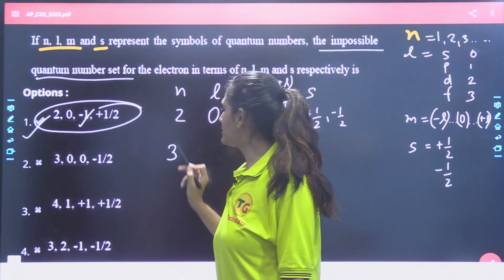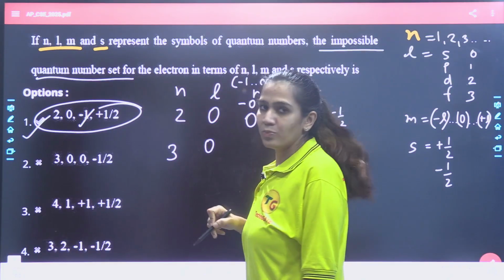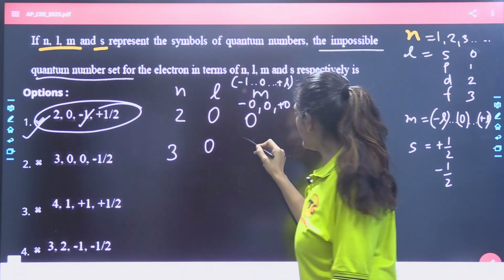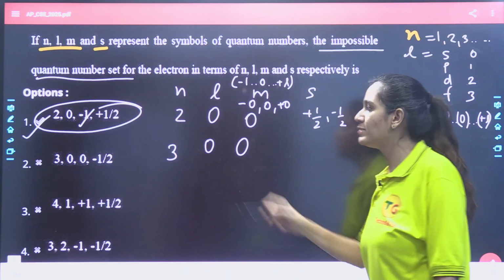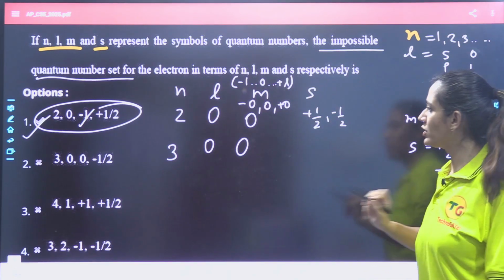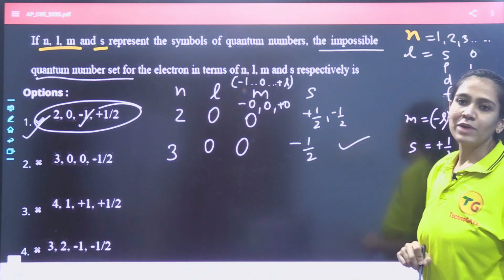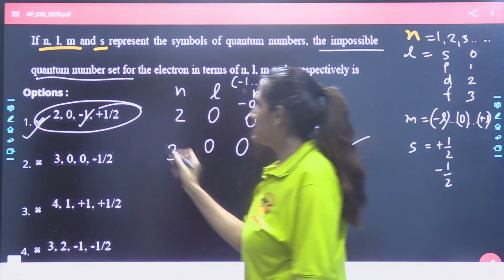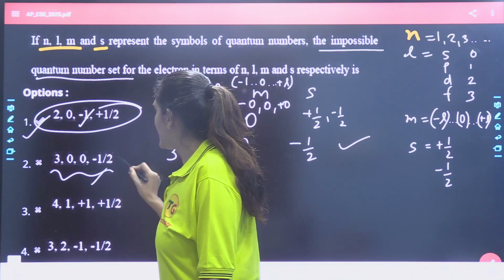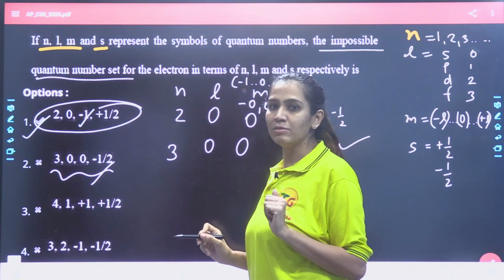Here the N value is 3. No problem. Here the L value is again 0. Now the M value here is given as 0. Yes, this is possible for L. M values would be minus L, 0 to plus L. And spin could be anything, plus 1 by 2 or minus 1 by 2. Correct. These four quantum numbers are possible for an electron.